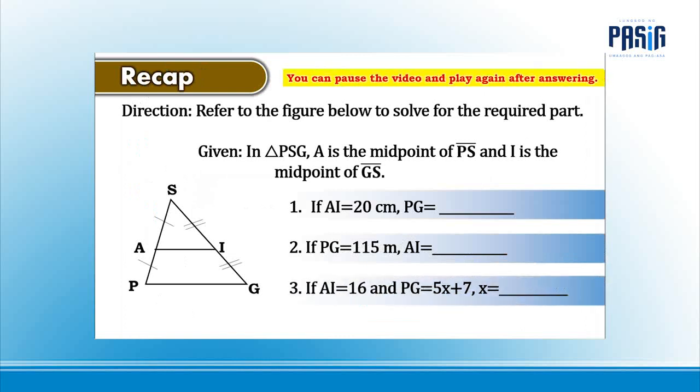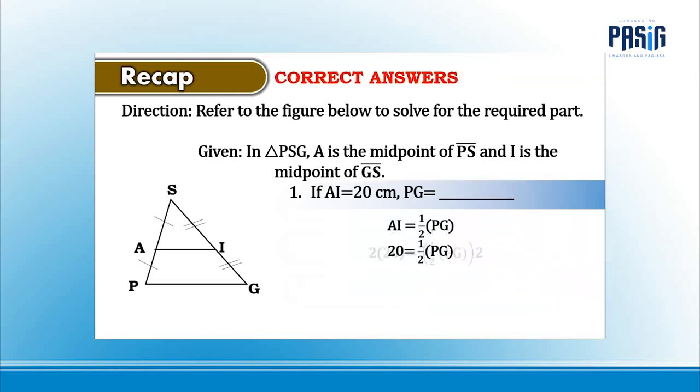Before we proceed to our lesson for today, let us have first the recap. Refer to the figure below to solve for the required part. In triangle PSG, A is the midpoint of PS and I is the midpoint of GS. And these are the correct answers. Using the triangle midline theorem, the length of PG is 40 centimeters.